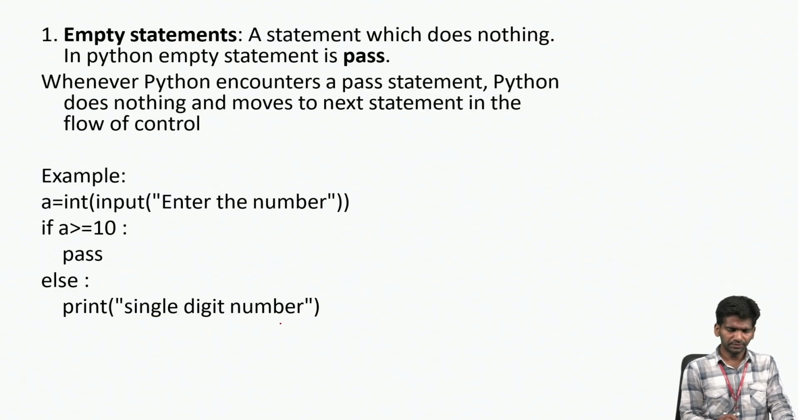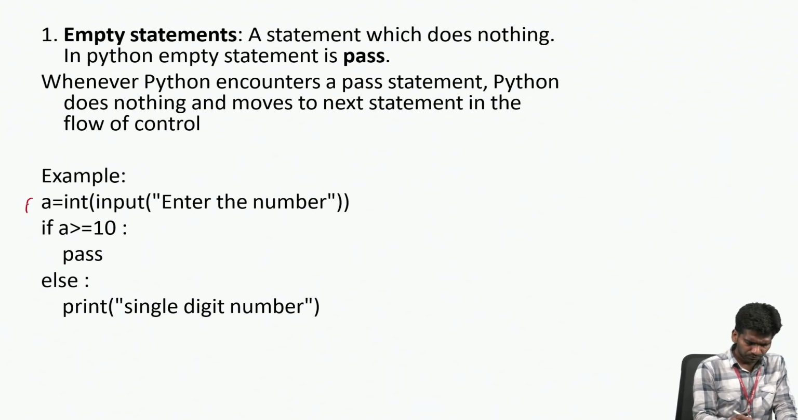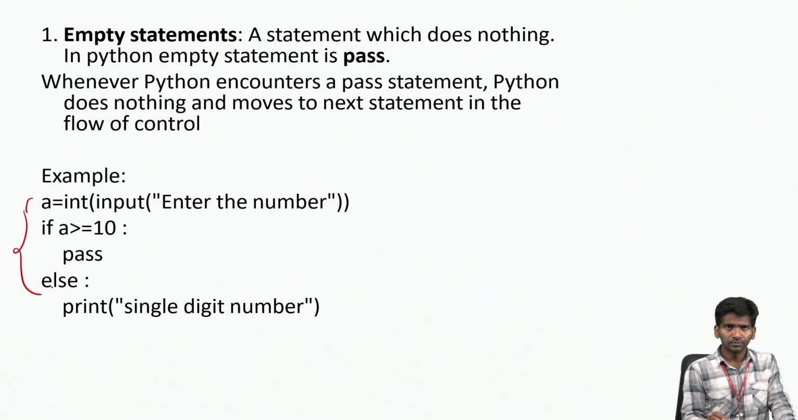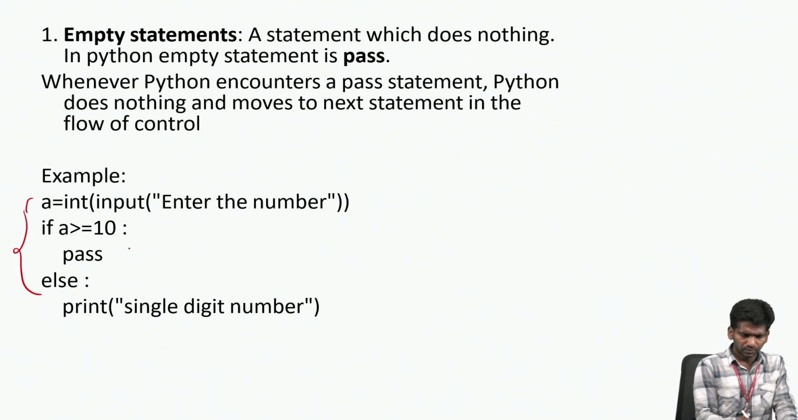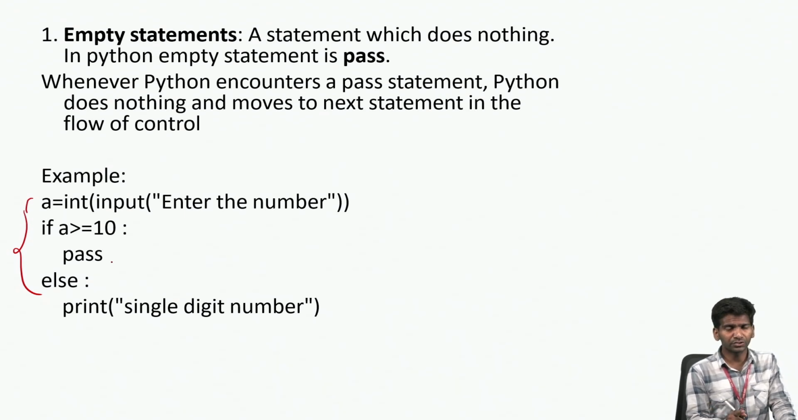Let us see these empty statements. If you observe this example, this is an empty statement. If a is greater than or equal to 10, what do I need to do? If that condition is true, I need to do something, right? Since I have not written anything, I need to give pass as a keyword. Then the system will understand it is an empty statement. Next it will go to the other lines of code. If you are not giving pass, you may get an error.